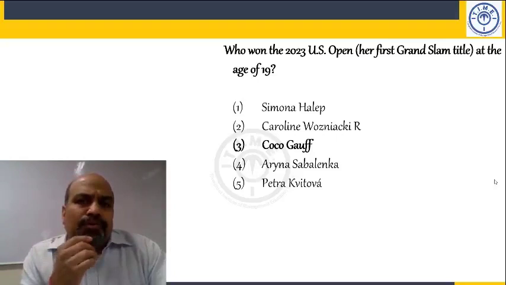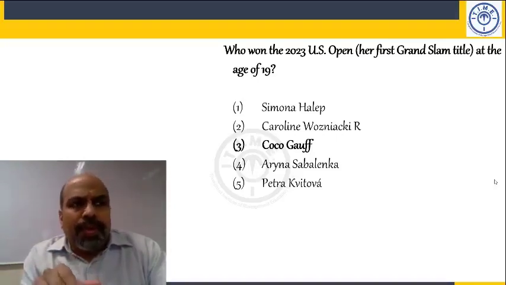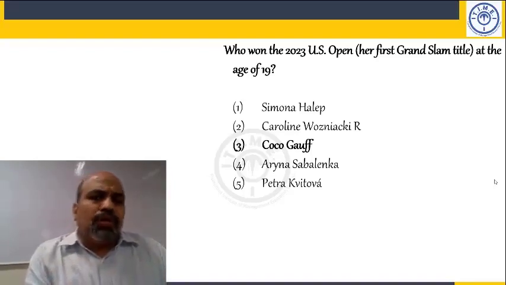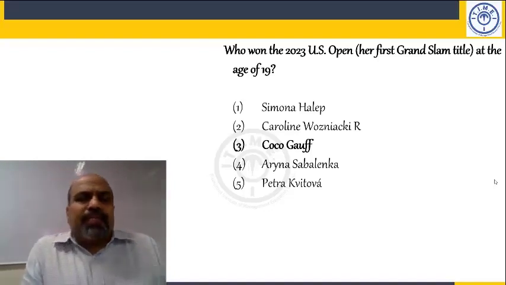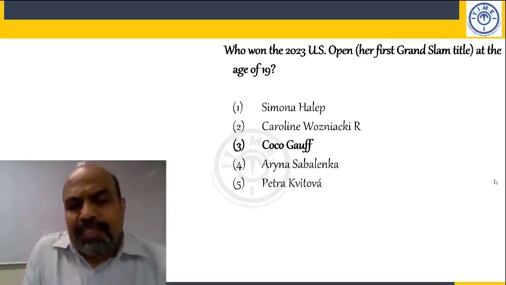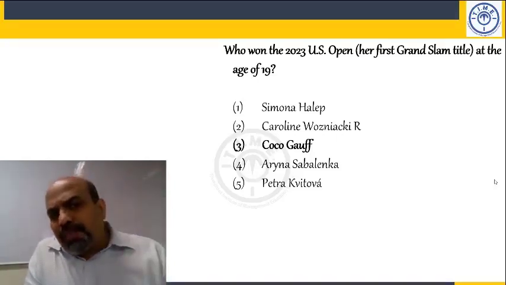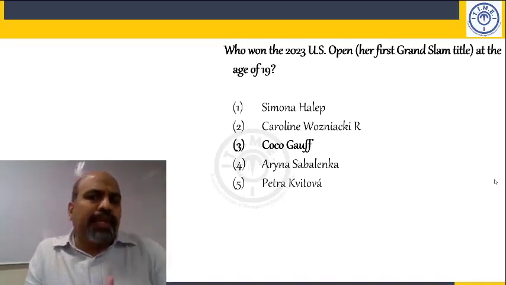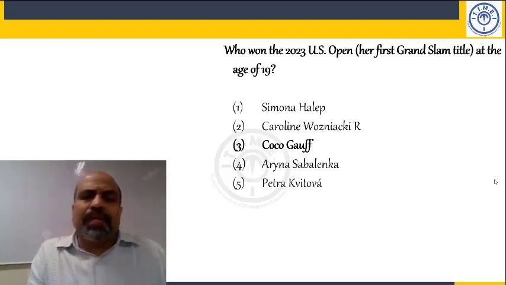So men's doubles. Rajiv Ram of US, in brackets write US, Rajiv Ram and Joe Salisbury, SALISBURY, I repeat, Salisbury of UK. So Rajiv Ram of the US and the Brit named Joe Salisbury won the men's doubles title.